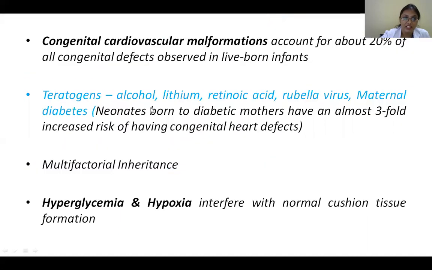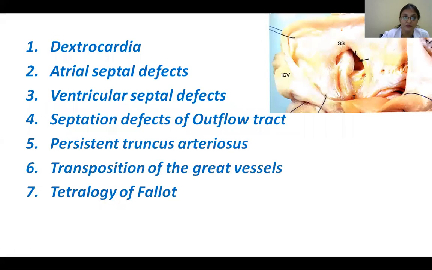Because in diabetic mothers there is a high concentration of blood sugar, that does have an impact on the developing heart. So what are the various congenital heart anomalies? One is dextrocardia. Then this is one, atrial septal defect. Okay, septum secundum here, so a defect is here.